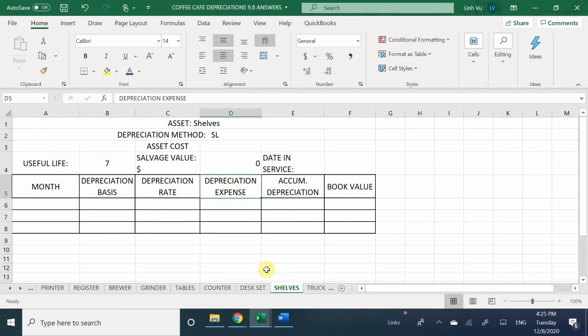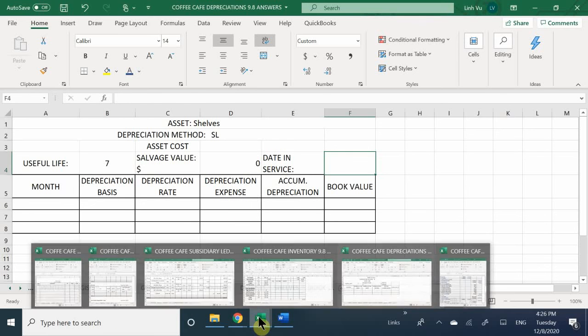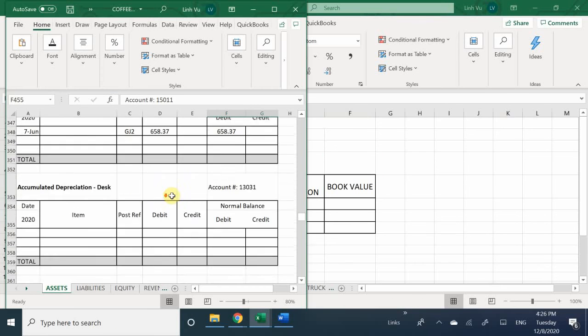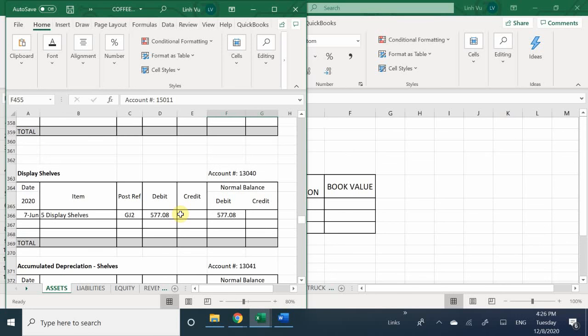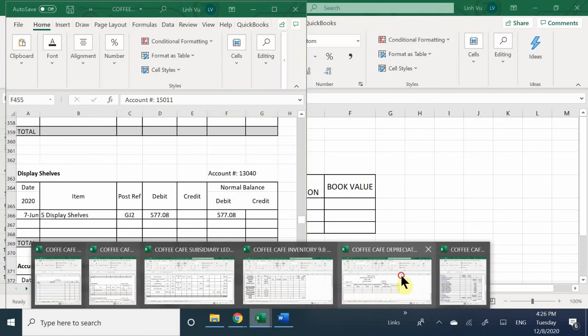So again, the shelves, right? 7 years. Salvage value. Okay. I just want to finish up these depreciation tables real quick, and then we'll call it a day and journalize tomorrow. So let's just finish this out. We placed it in service on June 7th, and the asset cost us $577.08. 57708. Okay.